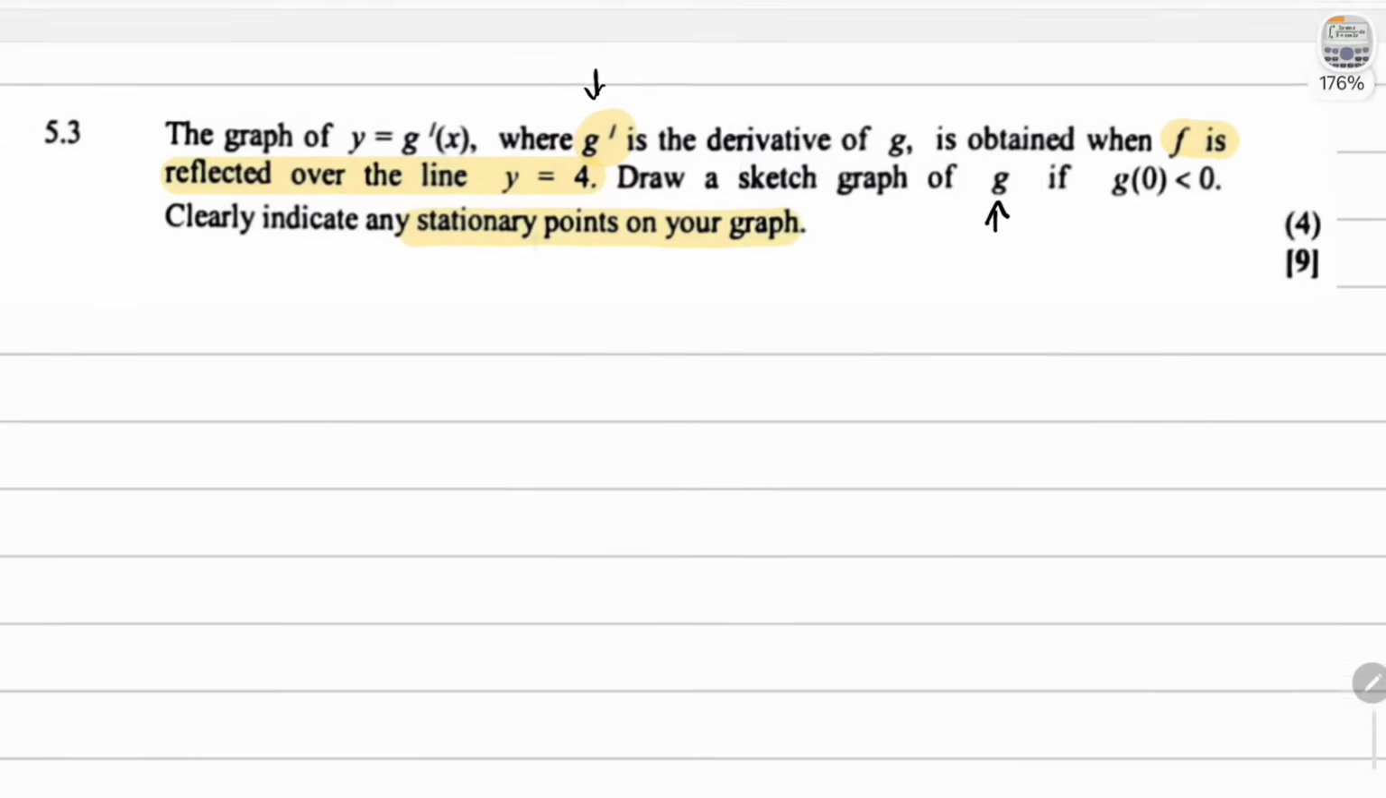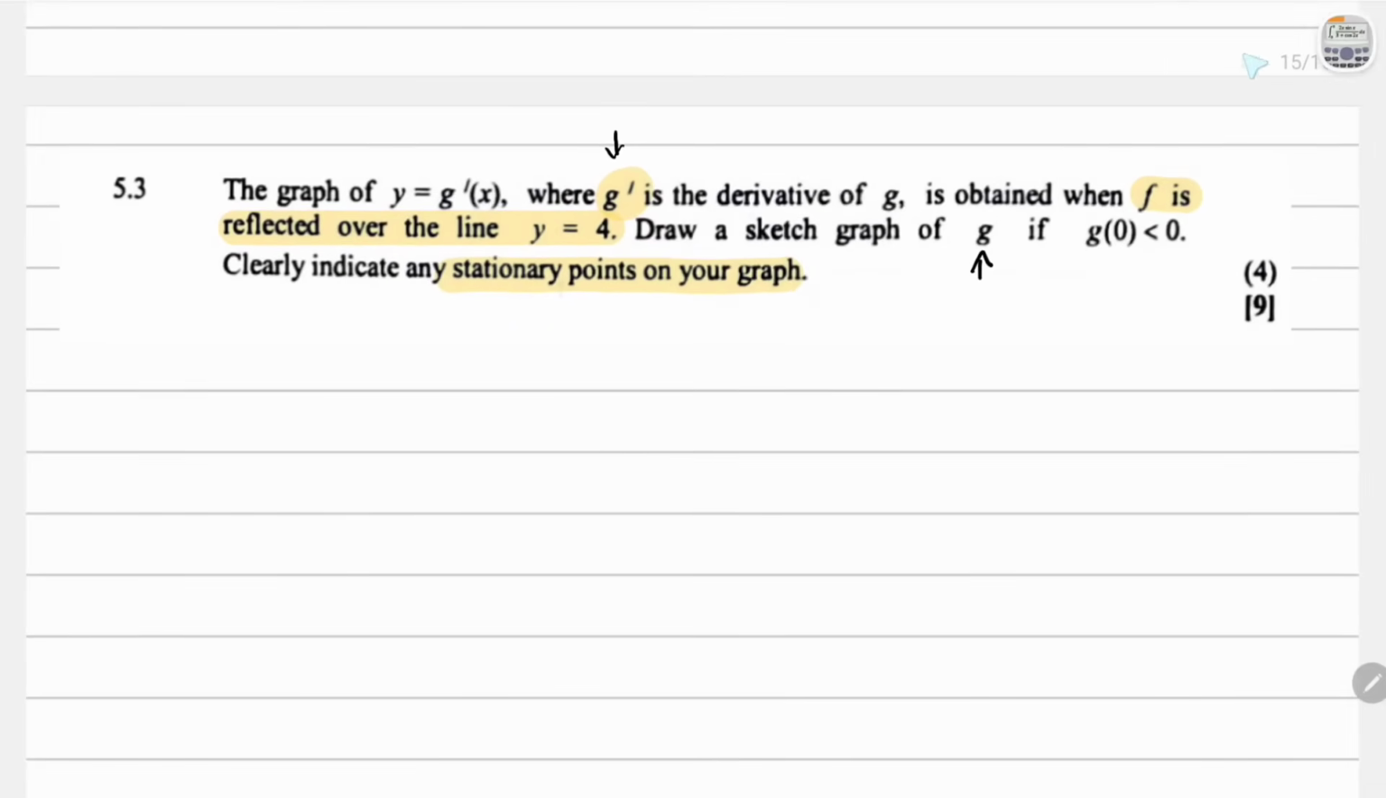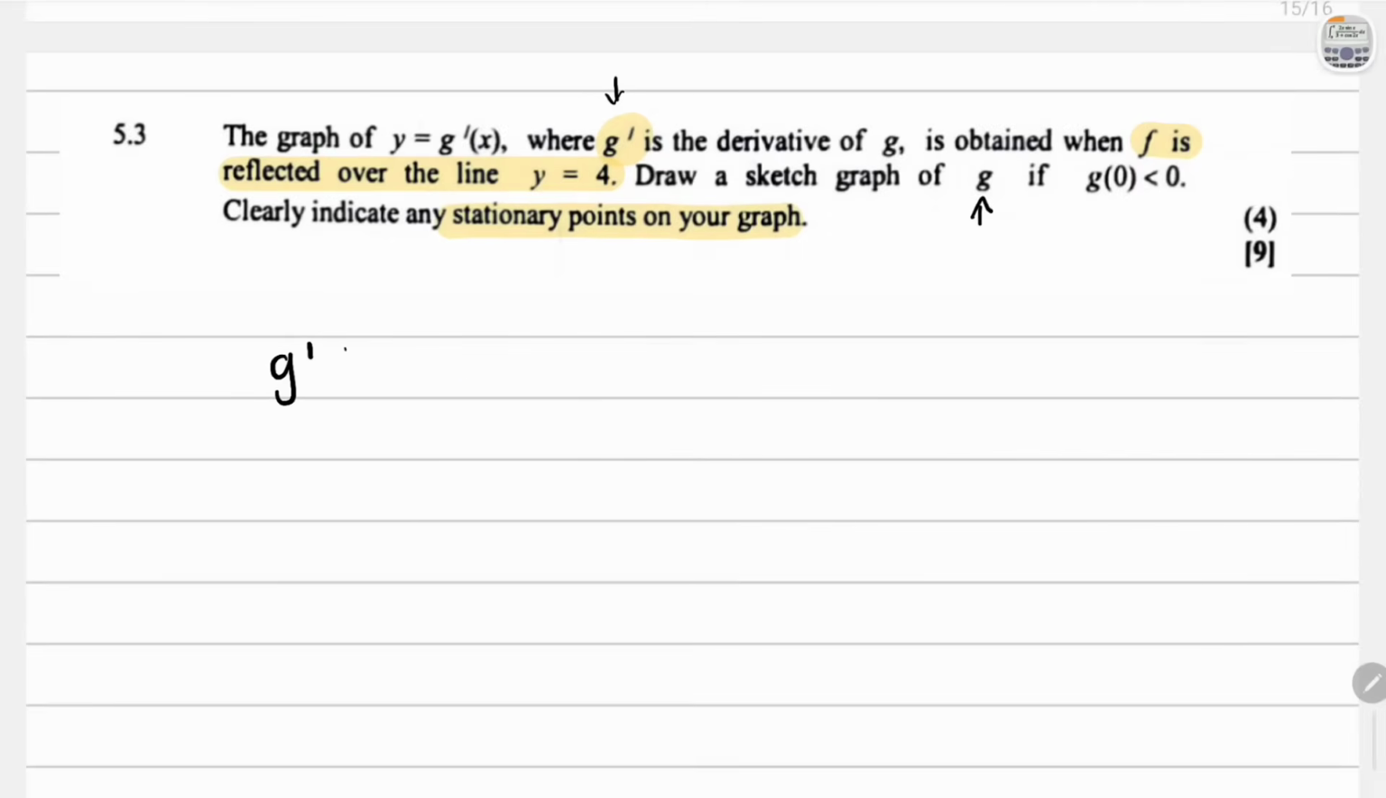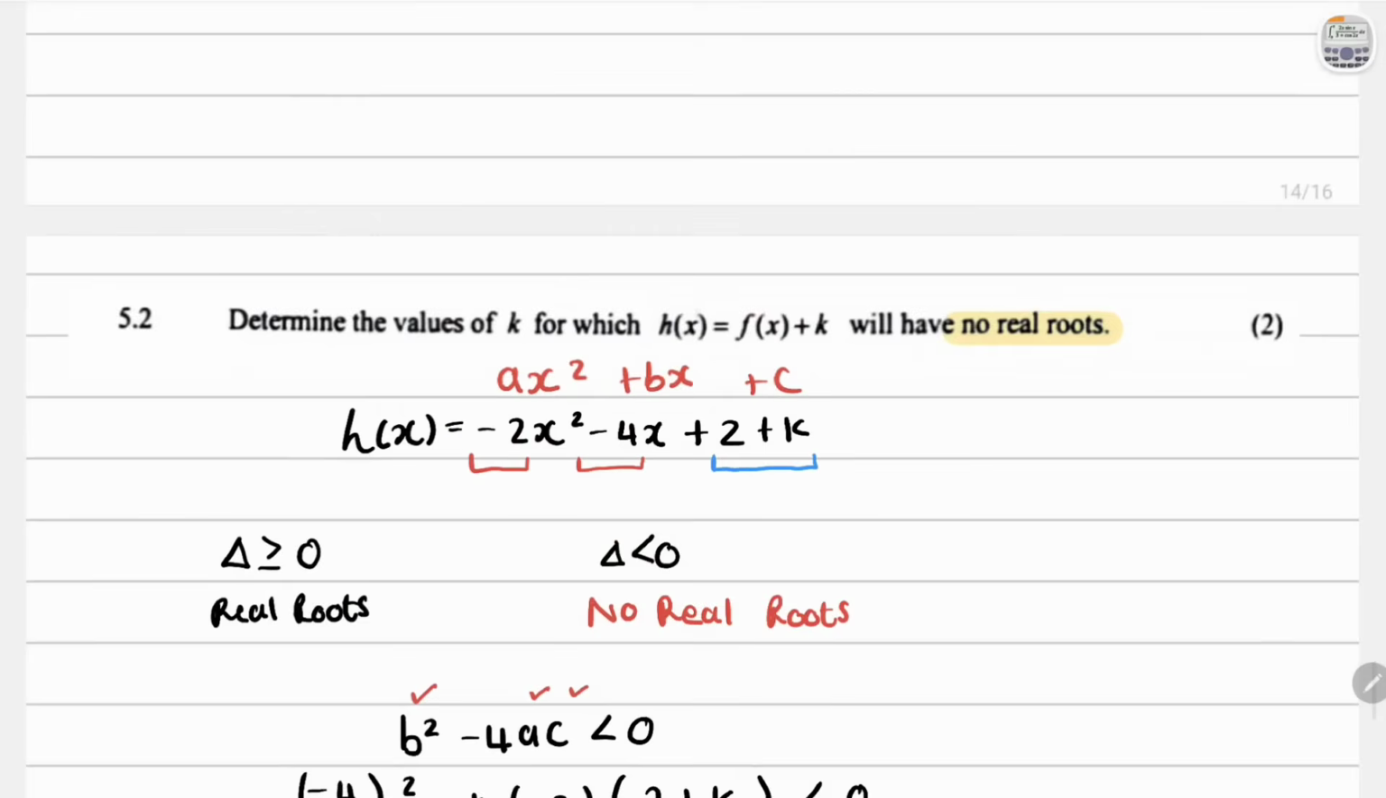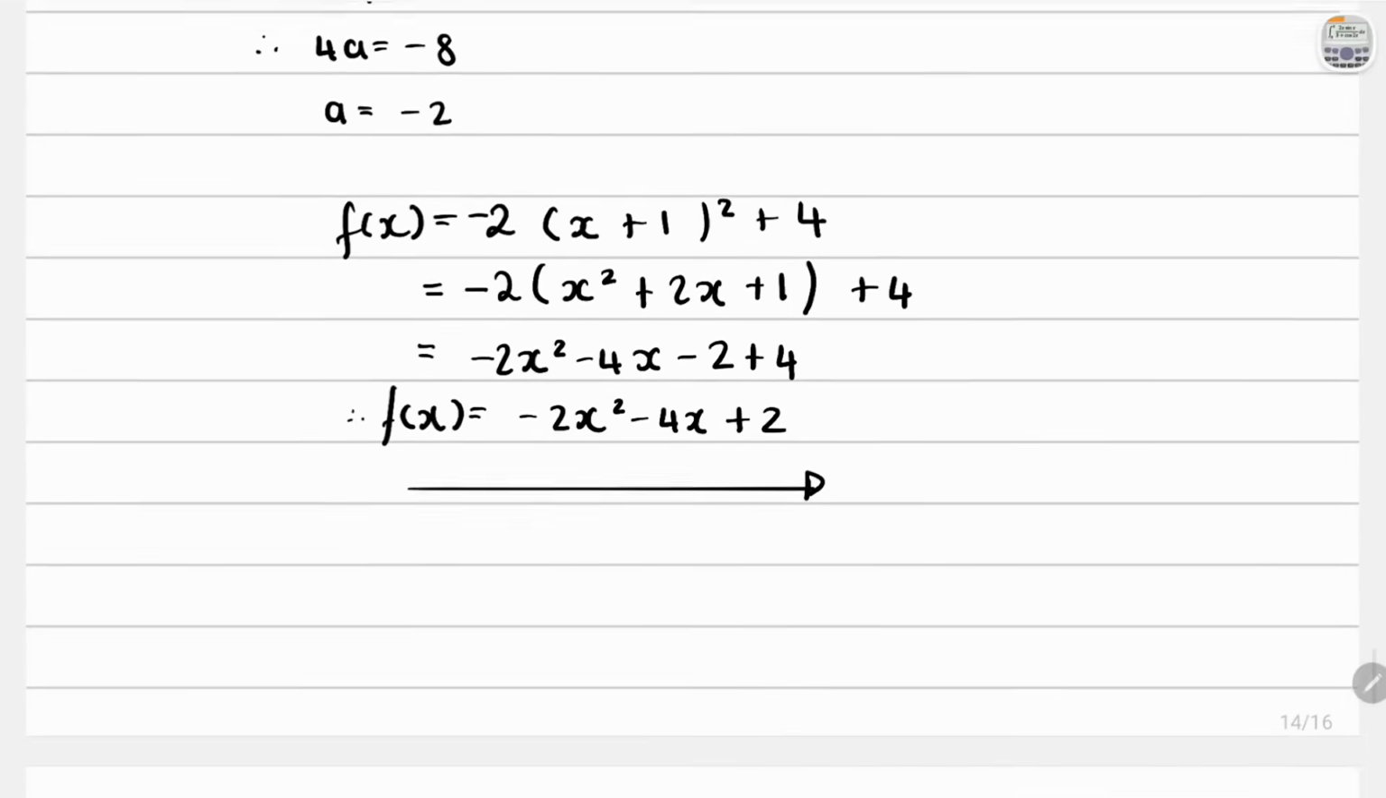Okay, so let's just unpack what's going on here. We are first told that y is equal to this, right? It is the derivative of g, but first of all, we find that derivative by reflecting y over the line y equals 4. So let's go ahead and find g prime first. You find g prime by reflecting f over the line y equals 4. Okay, so the graph of f, we know what that looks like already. We can just put that down because it's going to be helpful here.